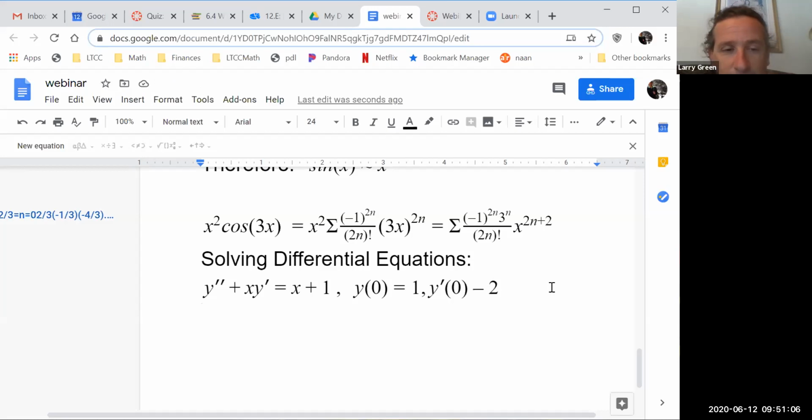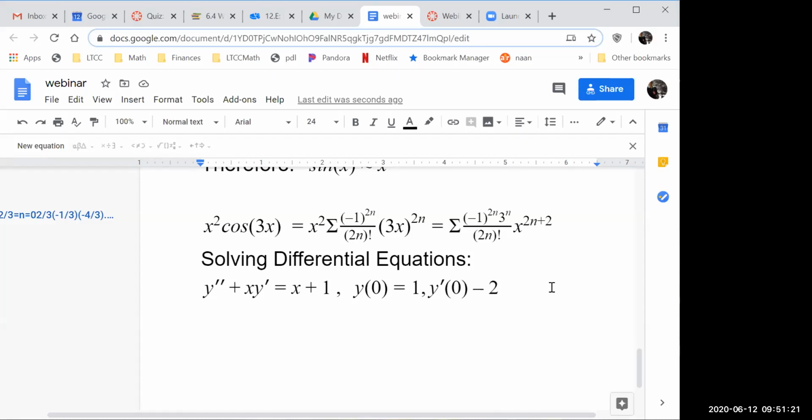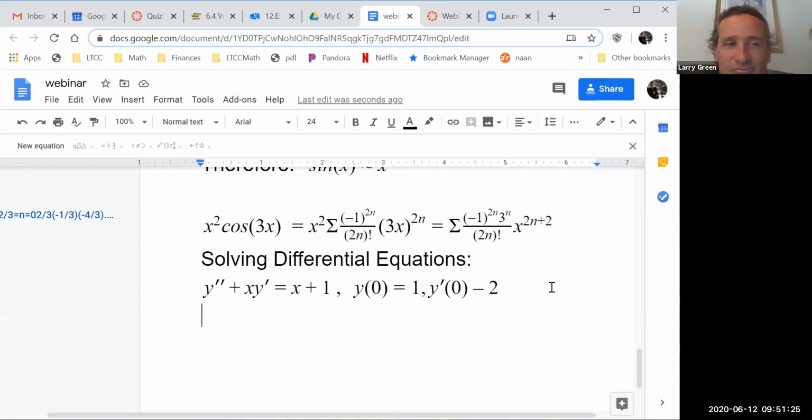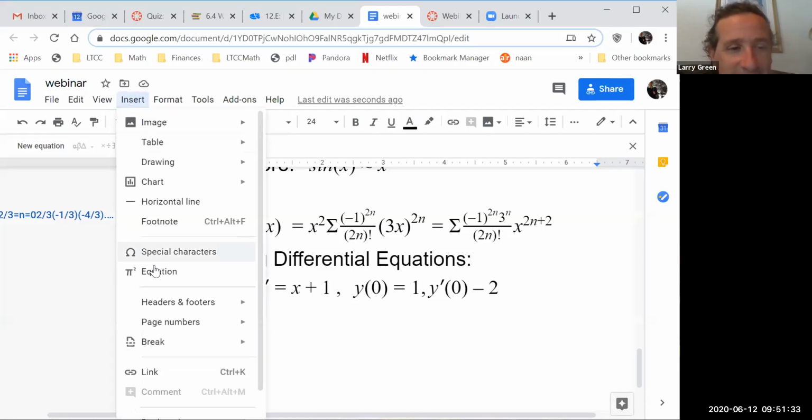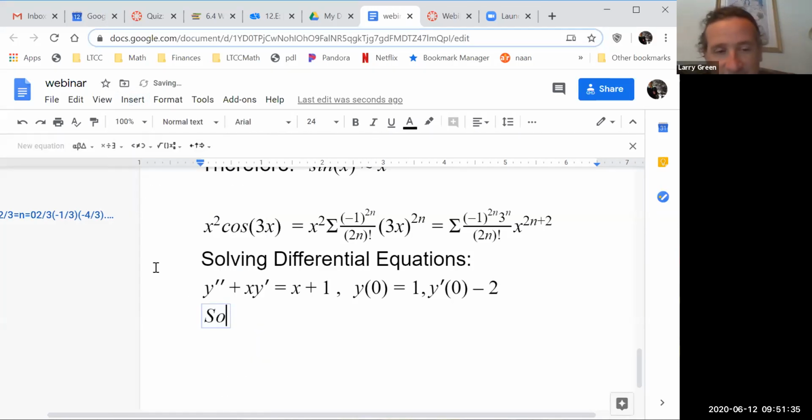All right, if I told you I'm thinking of a function, and if I take the second derivative of the function and add it to x times the first derivative, then I end up with x plus 1, do you have any idea what that function is? Not at all. No chance. But you do. Here's what the function is. As soon as I say it, you'll say, of course. But it's kind of cheating. So here's the solution.